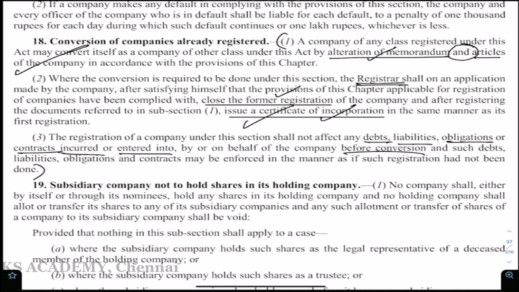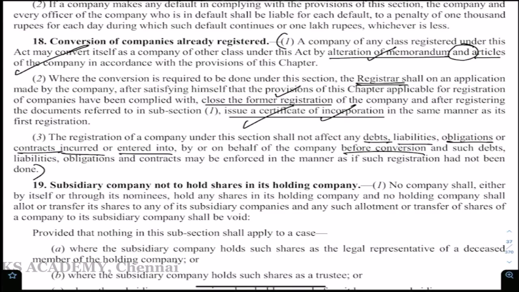Public to private: first alter the MOA, requires special resolution. Then AOA. Change in MOA itself means change in the name. That's why the name may change. One special resolution. Second one is to alter the articles. 2 special resolutions.